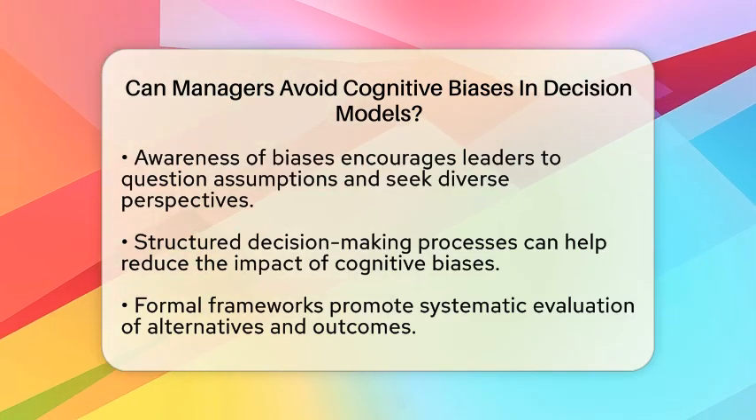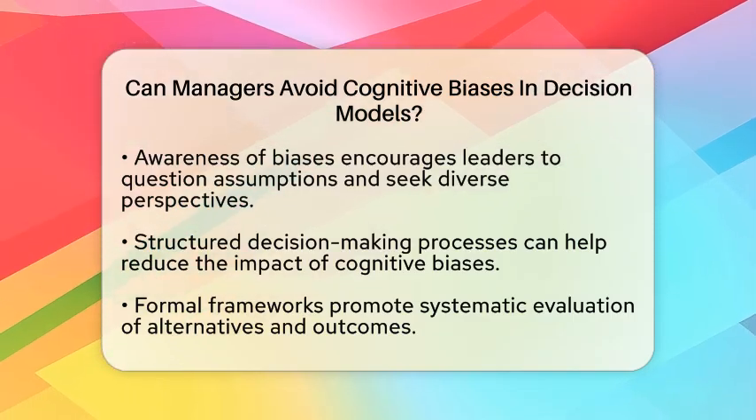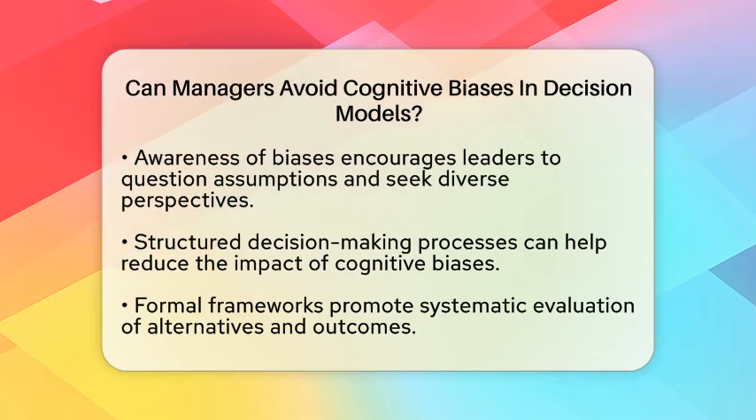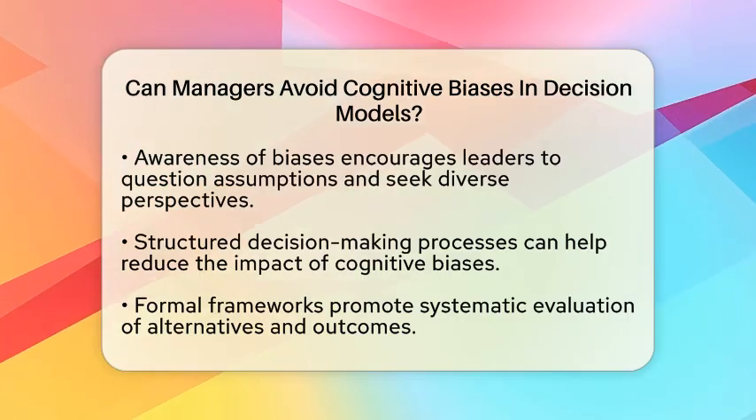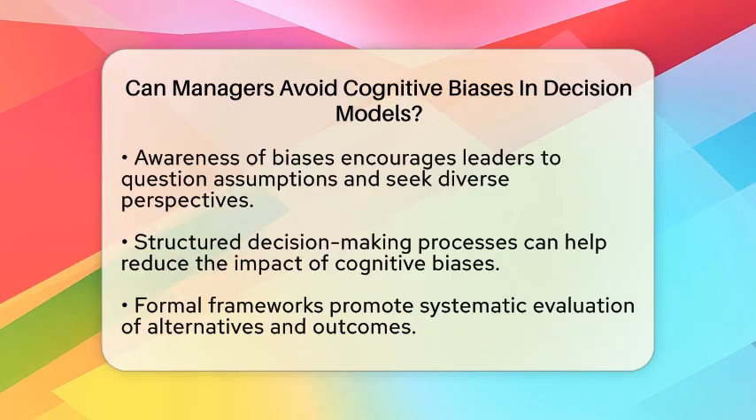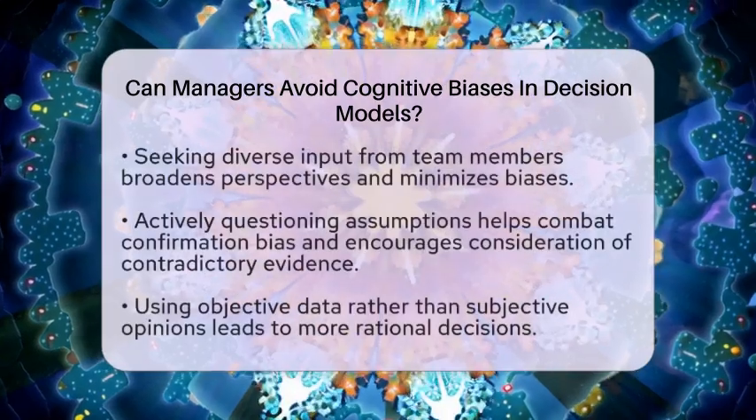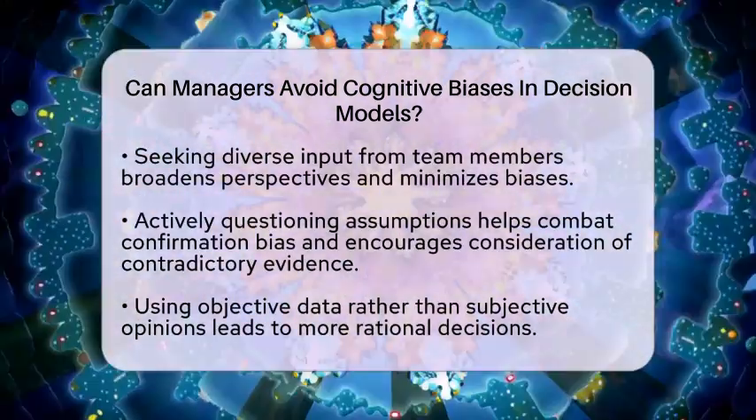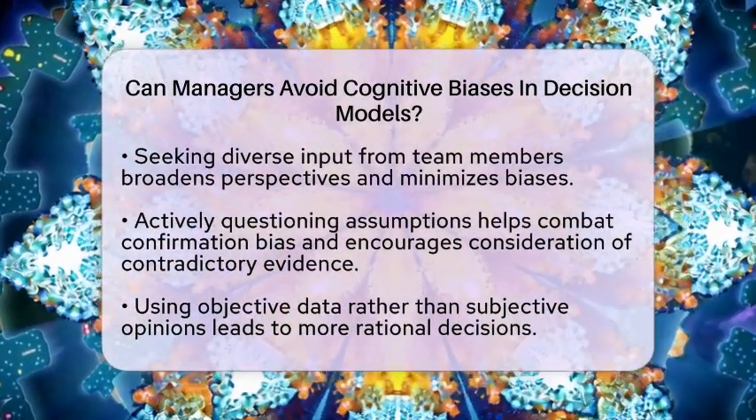By employing formal frameworks that require systematic evaluation of alternatives and outcomes, managers can counteract biases that arise from intuition or incomplete information. Another practical approach is to seek diverse input from team members. Encouraging contributions from individuals with different backgrounds and viewpoints broadens the range of perspectives considered. This practice helps reduce the risk of affinity bias and partial vision bias.